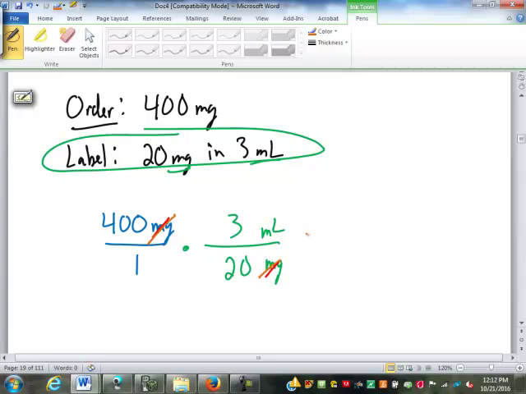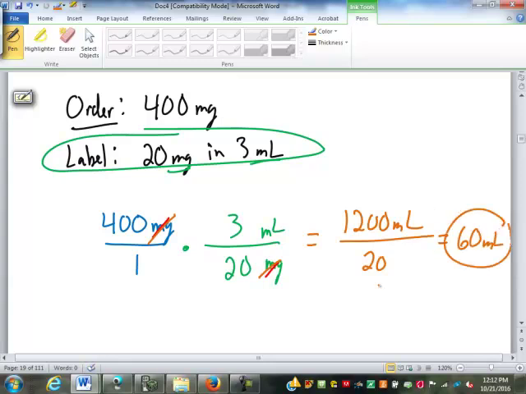So as I said, my milligrams cross cancel. I have 400 times 3 milliliters is 1,200 milliliters. 1 times 20 is 20. I divide that out to get 60 milliliters. 1,200 milliliters divided by 20 is 60 milliliters.